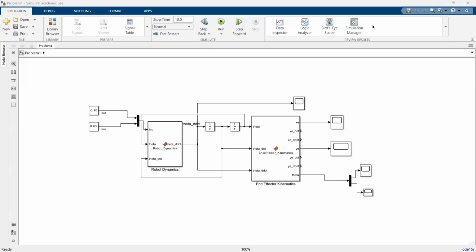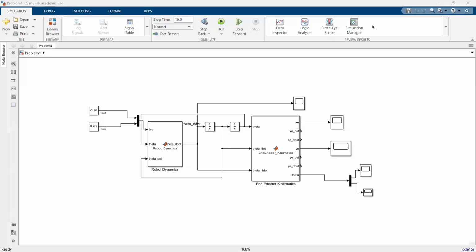After that, the end-effector kinematics block calculates the Cartesian motion of the robot tip. Using the forward kinematics equations, it computes the end-effector position in the x and y direction. Finally, the scopes display the main outputs, which are theta 1, theta 2, xe, and ye, over a simulation time of 10 seconds.